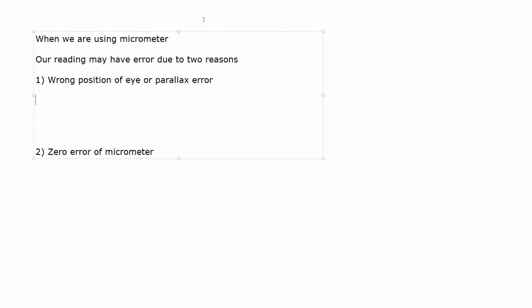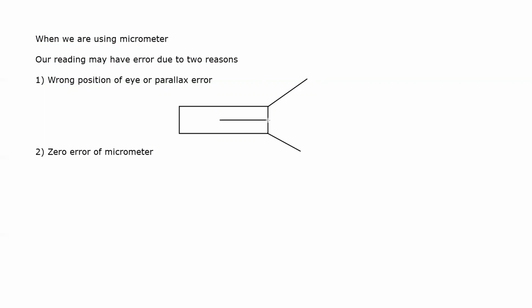So when we are using a micrometer, we may have two errors. One is a parallax error. What is the meaning of parallax error? When you are using your micrometer, your eye level was not at the correct position. So if you are not reading it from a correct level or position, you might have an error. Like if I'm reading a main scale, but I'm reading from this position, that will not be correct. So I will have a parallax error due to wrong position of eye.